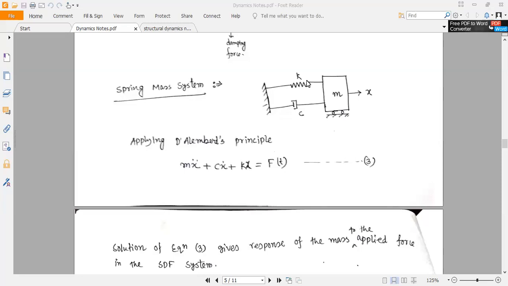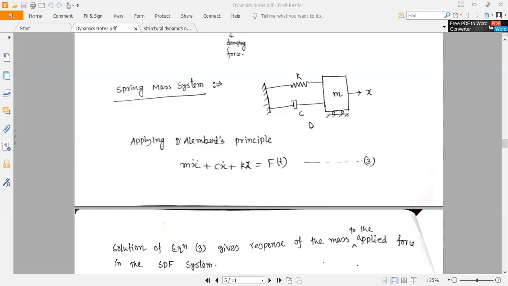And as I have explained, in every structure there is an inherent damping property which tries to resist that motion. That's why the damping should be modeled. The damping is modeled like this. This is the symbol of the damper, and the constant C is the damping constant.